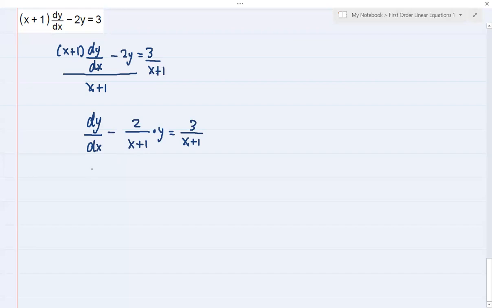Since this is your standard form, we can now label your p of x and q of x. So your p of x is equal to negative 2 all over x plus 1. Okay. And your q of x, this will be your 3 all over x plus 1.